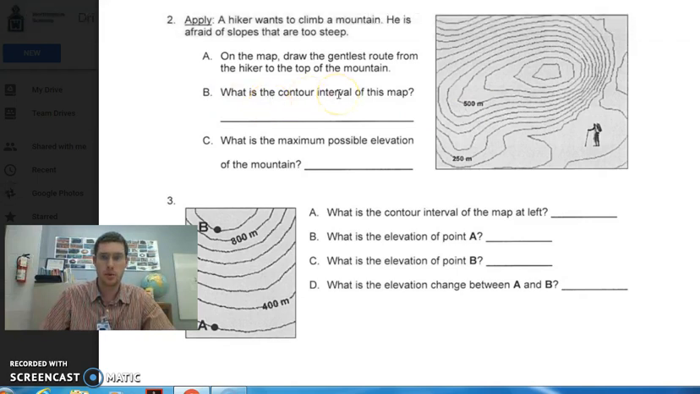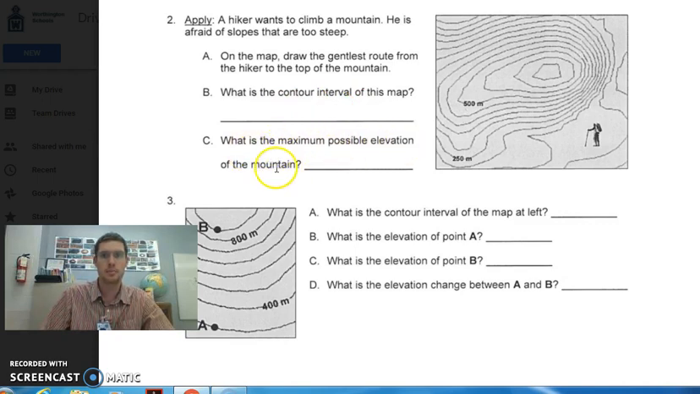2B, what is the contour interval on this map? Always take two numbers that you have on the map that they give you, subtract them, that gives us 250, and then divide that number, 250, by the number of spaces this area has been cut into. So 1 space, 2 spaces, 3 spaces, 4 spaces, and 5 spaces. So 250 divided by 5 gives you 50. So the contour interval for this map is 50.